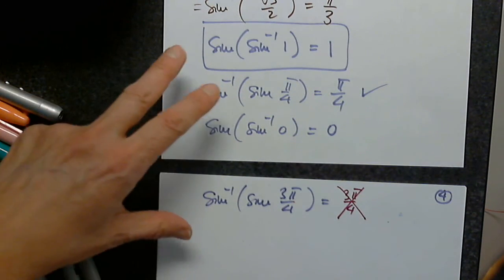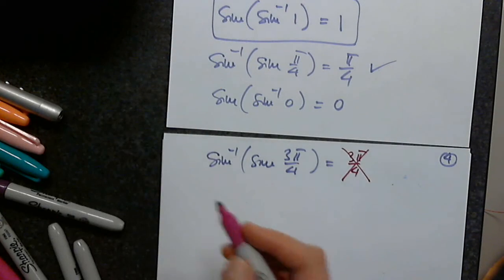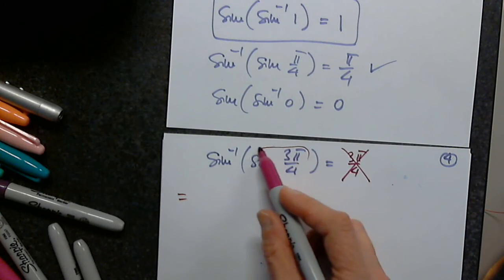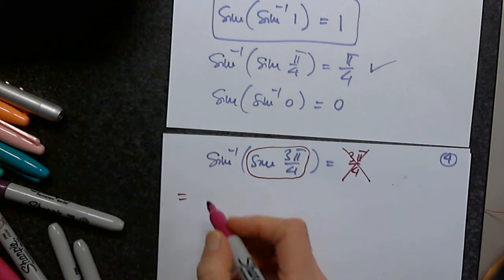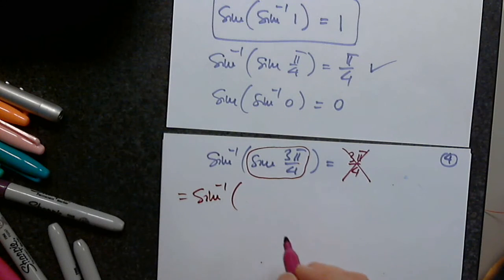I cannot use the property of inverse functions, so I have to determine this. What is the reference angle for 3 pi over 4? Pi over 4. Good. Sine in the second quadrant is positive. So then this is what number? It's the only angle that has both sine and cosine the same number: square root of 2 over 2.